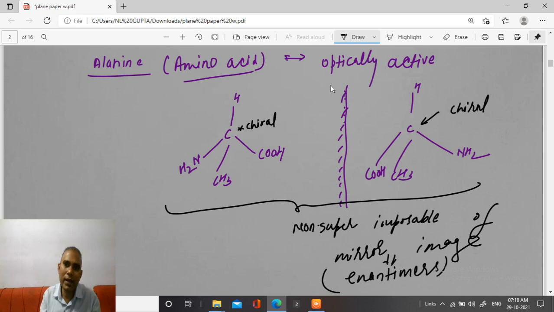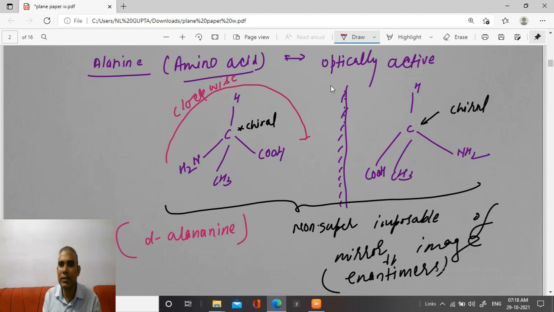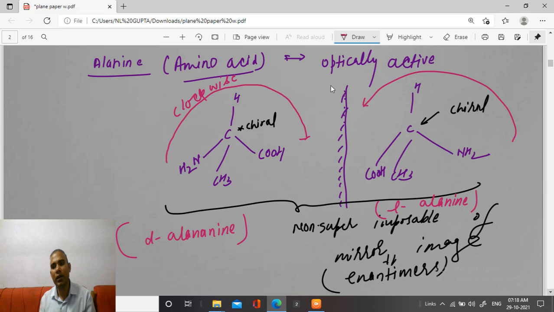These compounds are capable of rotating plane polarized light. One is going to rotate the plane polarized light clockwise. If it is rotating clockwise, it is called D-alanine. And the other is going to rotate anti-clockwise. That is known as L-alanine, right? So one is dextrorotatory, and one is levorotatory. So this is the compound.